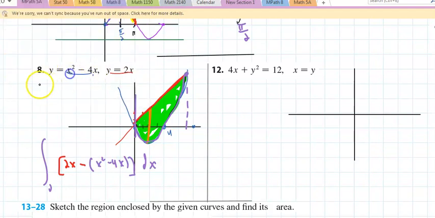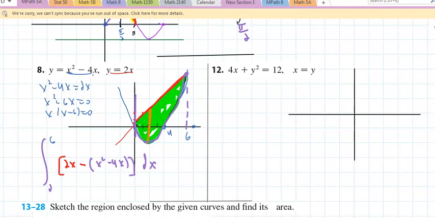That's when you take x squared minus 4x, set it equal to 2x, x squared minus 6x equals 0, x into x minus 6 equals 0. So this is 0 to 6. There it is. On the test, when I say set up, do not solve, that's all I want.